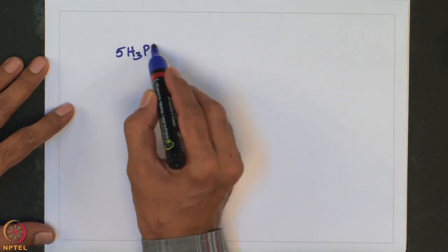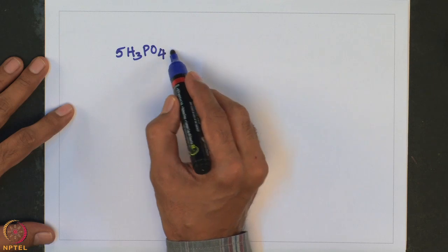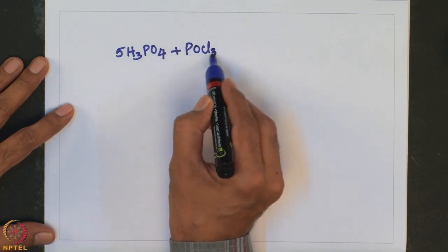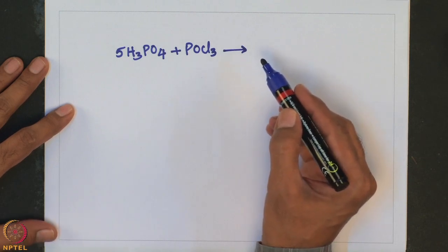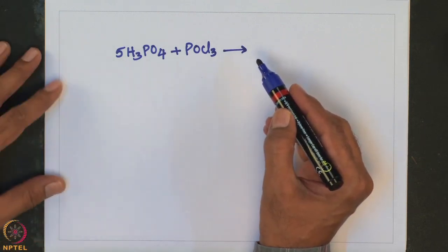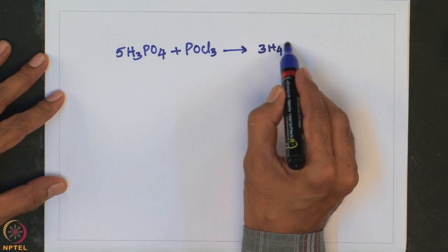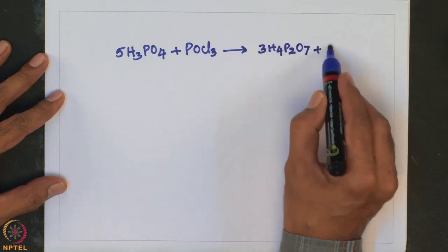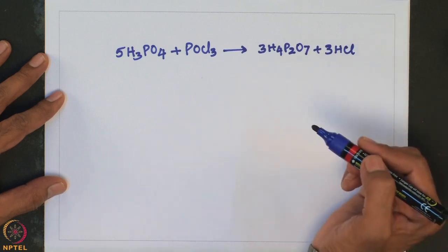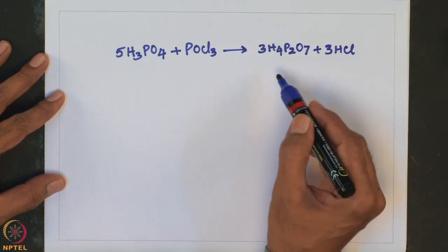The simplest condensed phosphoric acid H4P2O7 is a solid at 298 Kelvin and can be obtained from reaction of POCl3 with H3PO4. If we treat phosphoric acid with POCl3, it leads to the formation of H4P2O7. Okay. And it is much stronger than phosphoric acid.